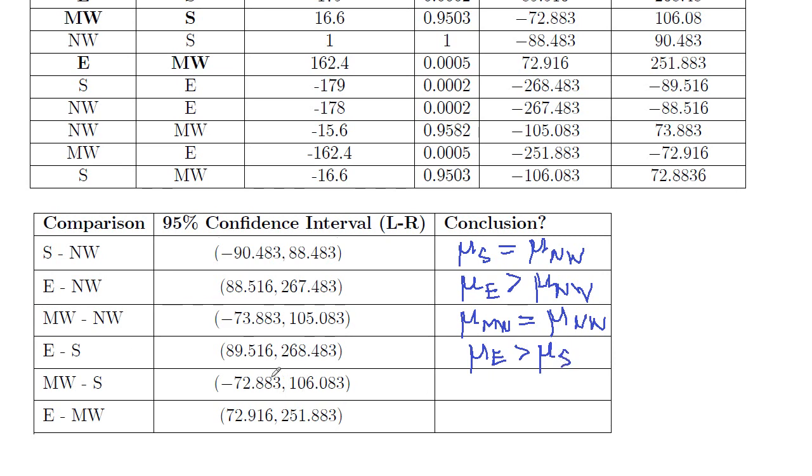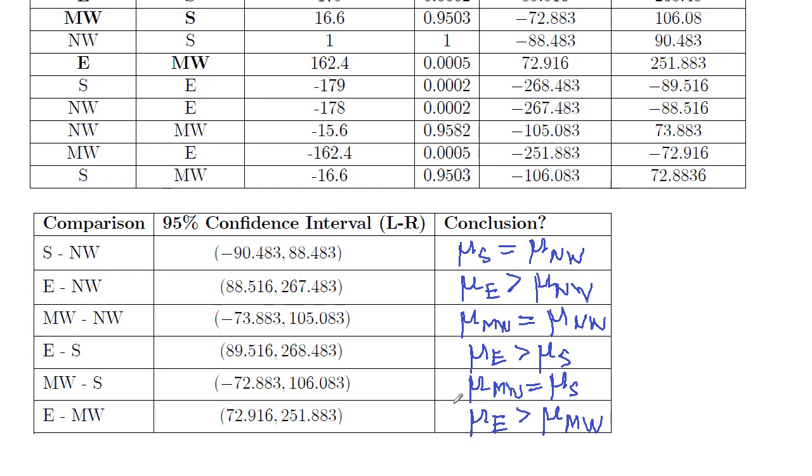And then the next pair, the confidence interval contains 0. So again, those means are not statistically different. So the mean for Midwest is equal to the mean for South. And then between East and Midwest, that difference, the 95% confidence interval, is positive. So that means the difference between the means is positive, so the first mean is bigger than the second. So the mean for the East is also statistically significantly larger than the mean for the Midwest.